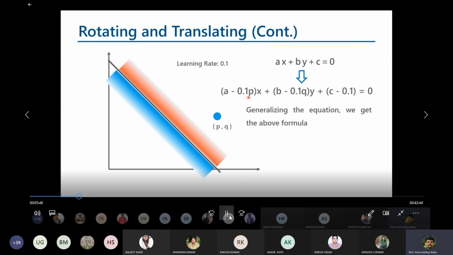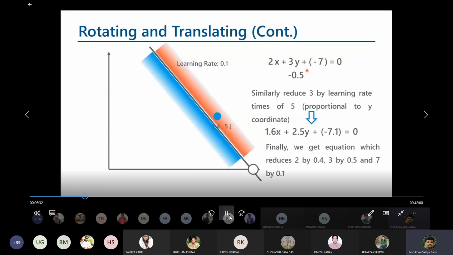Suppose this point which needs to be brought under the coverage of the line is P comma Q. So A minus the learning rate into P, this is x, you are not doing anything else, plus B minus the learning rate into Q, into y, plus C minus the learning rate, equal to 0.